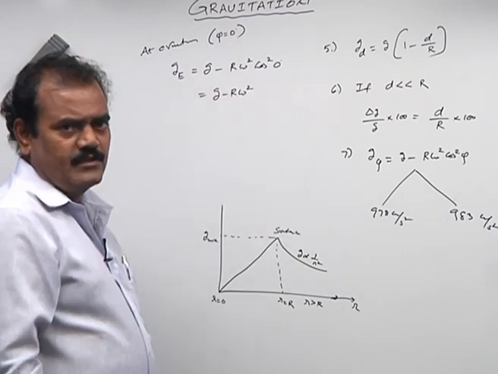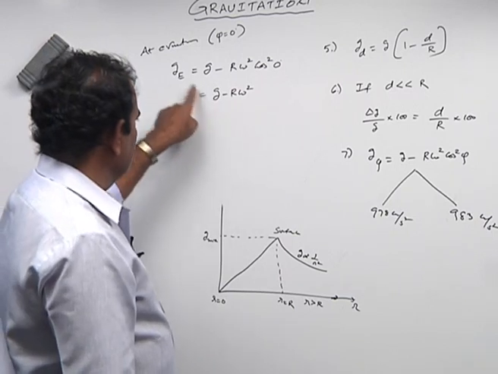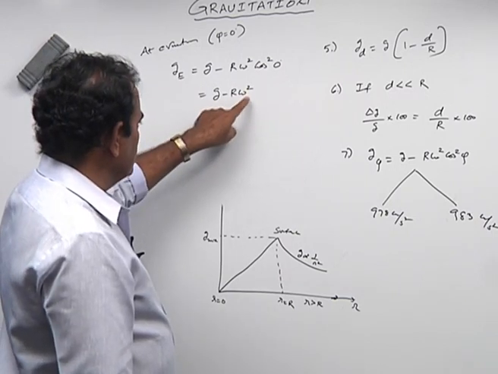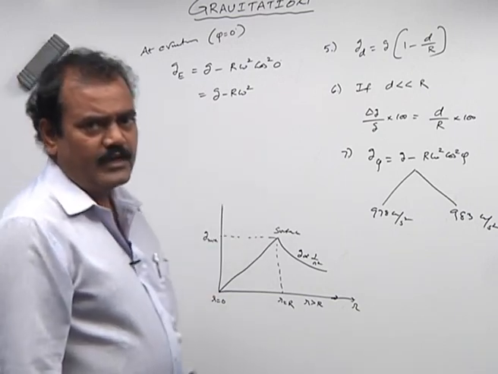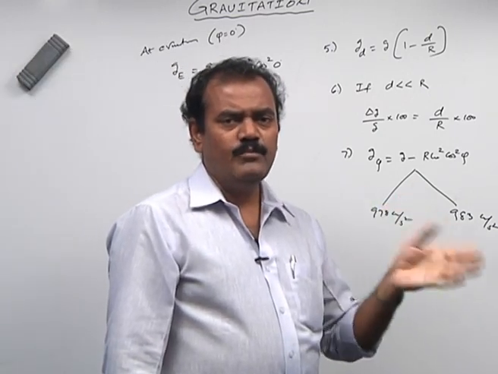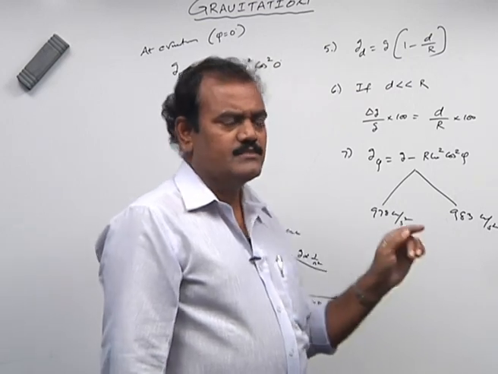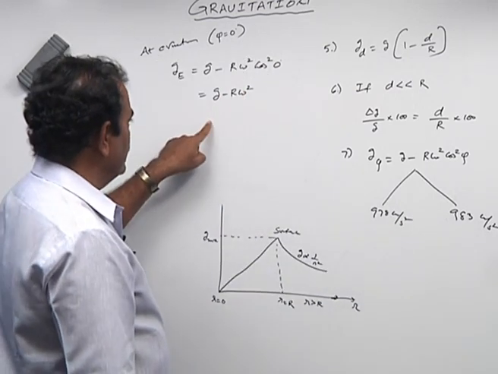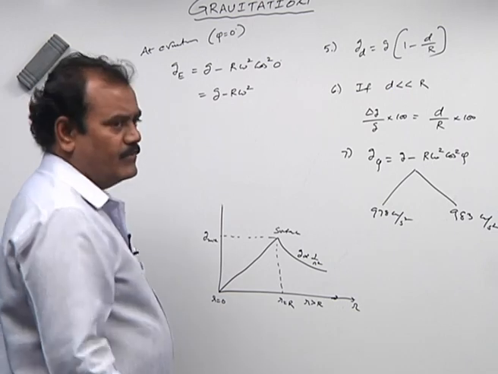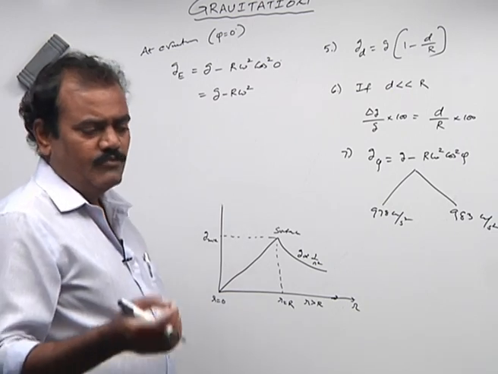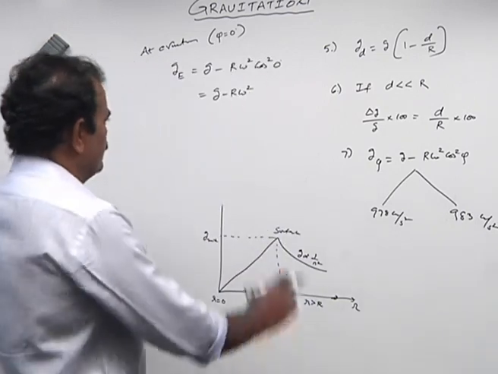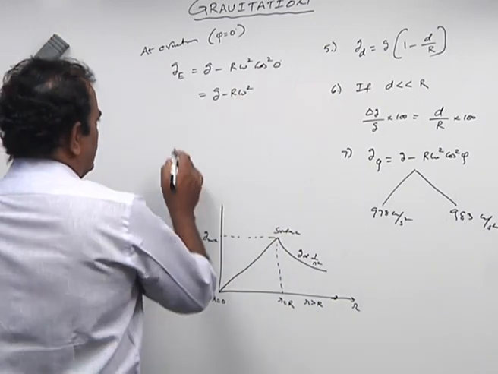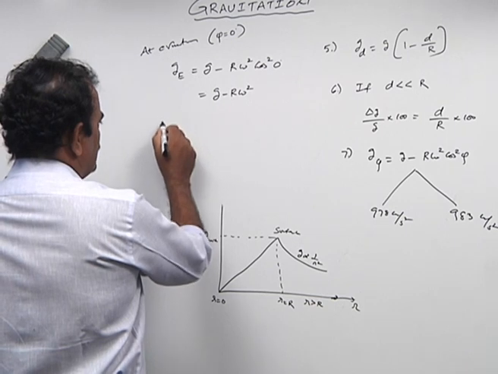Definitely it will decrease. g is equal to small g minus r omega square. And now we are coming to some imaginary points. If at all the small g becomes 0 at the equator, then what should be the angular velocity of that Earth? In that case, g is equal to 0.